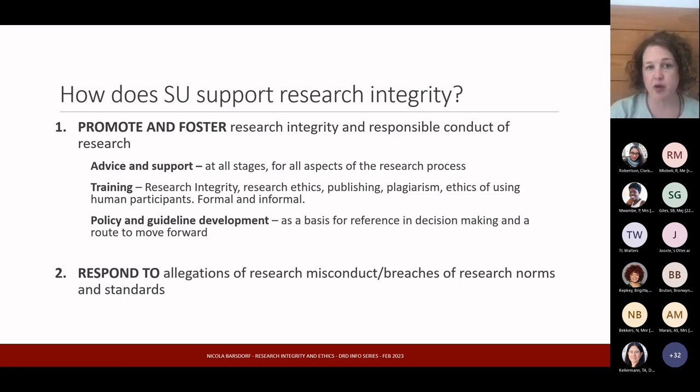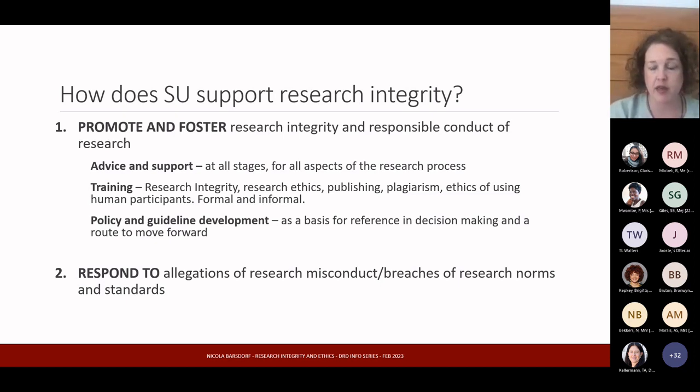And the first is to try and promote and foster it. And the second is to obviously respond to cases of research misconduct or breaches. But promoting and fostering research integrity and the responsible conduct of research is really our focus. And we provide advice and support at all stages for all aspects of the research process.